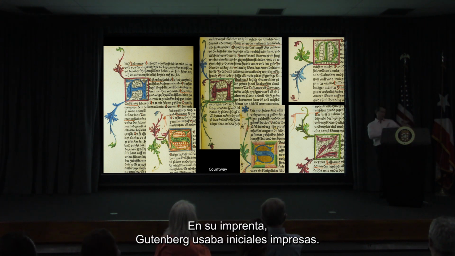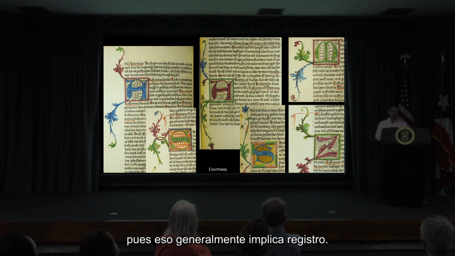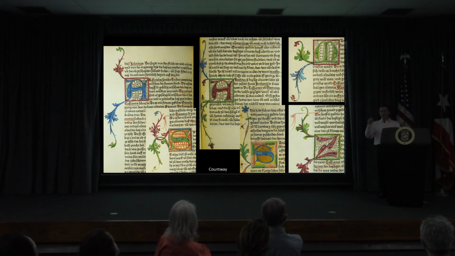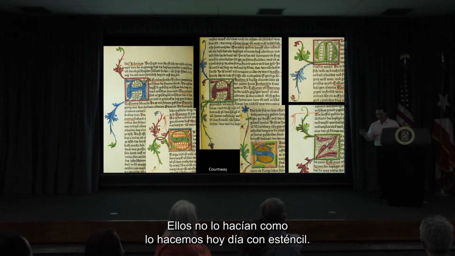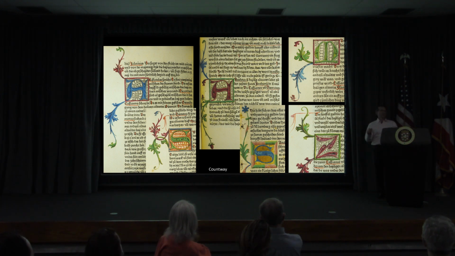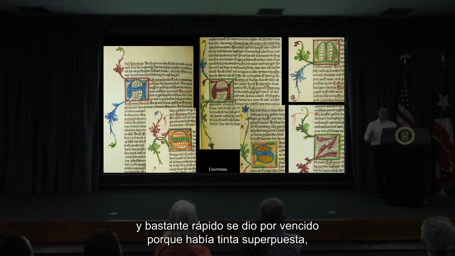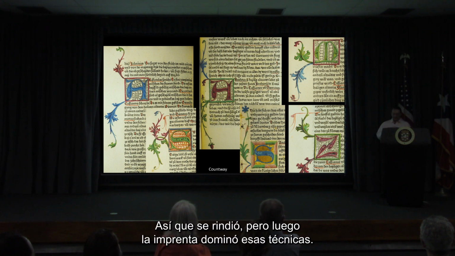Gutenberg and his shop printed initials. Most other printers gave up because usually it involves registration. A good registration is really difficult. The way we do it today with masking is not what they were doing. In fact, Gutenberg tried it out in the Bible. He printed some of the red titles, and rather quickly he gave up because there was overlapping ink. Overlapping ink defies the whole regularity of printing. So he gave up. But later, the shop mastered those techniques.